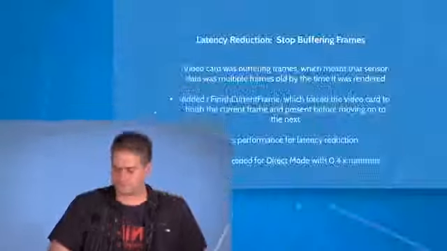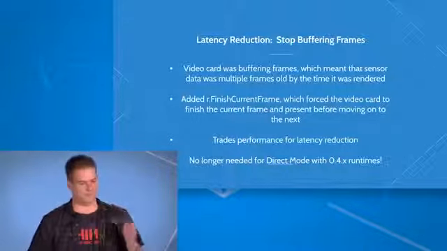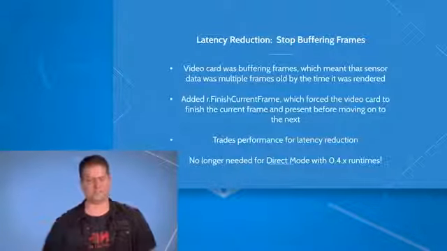So we needed a couple different approaches to cut this down. The first thing was that we found out the video card was actually buffering a few frames. What that meant was by the time we read this sensor, it had already put some frames in the queue, and we needed to flush those in order to reduce the latency so that it wasn't building up frames as we were moving our heads around. So we added r.finishcurrentframe, which forces the video card to flush the current frame that you're on before moving on to the next. That's done at the engine level for you, and you don't need to worry about it.